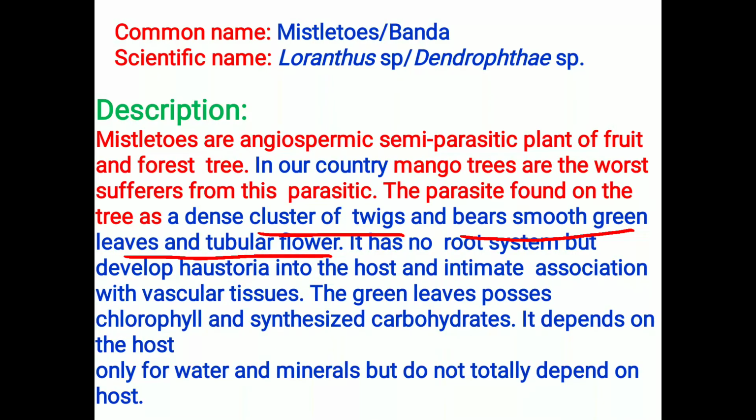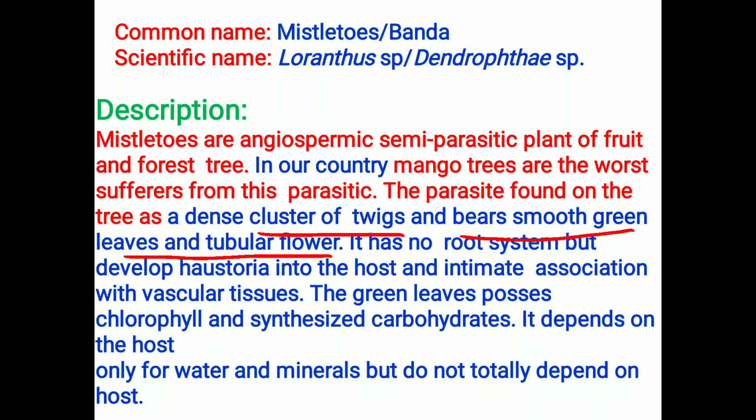Next, it has no root system as it is a partial stem parasite. So they do not bear any good root system, but instead of roots, they develop haustoria. As we know, haustoria are organs that absorb water and food material from the stem or from the roots. So instead of roots, they have haustoria.